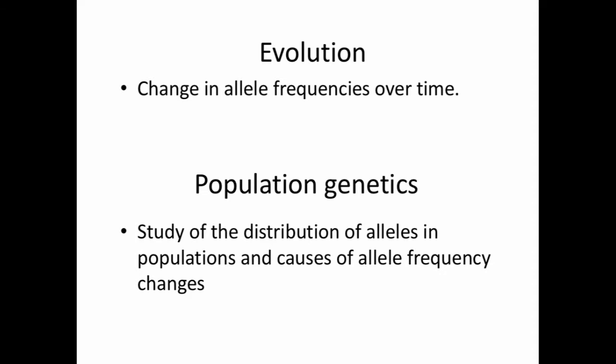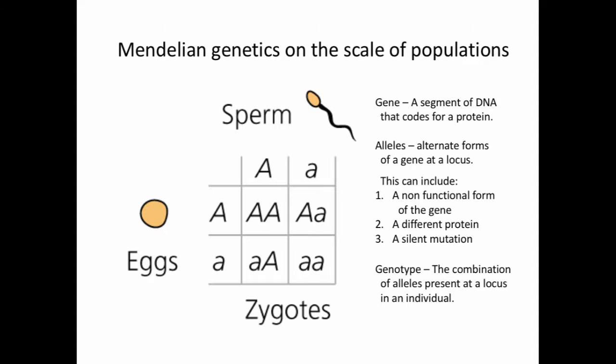Population genetics is the study of the distribution of alleles in populations and the causes of allele frequency changes, how alleles are born, lost, and maintained in populations. So I want to go back to this, which should still be a little bit of review, but familiar to all of you.